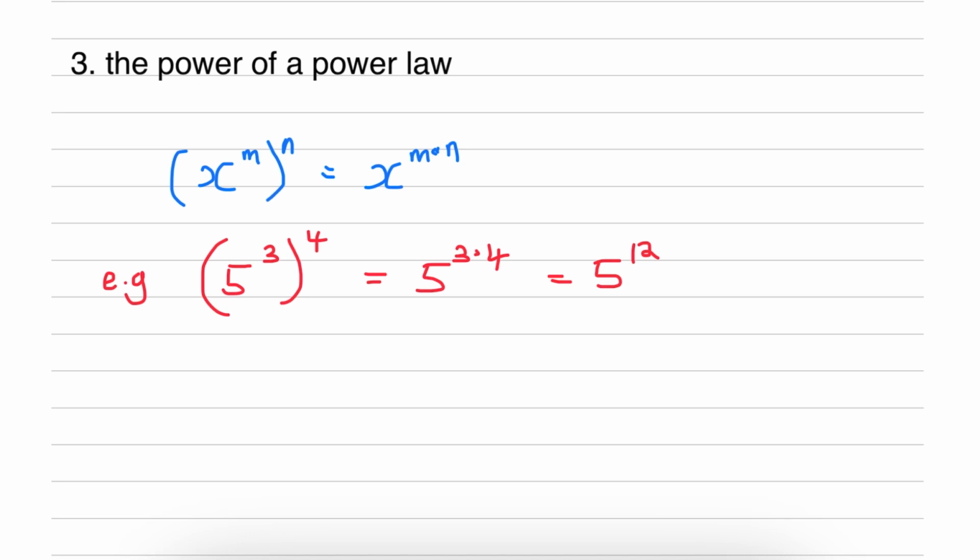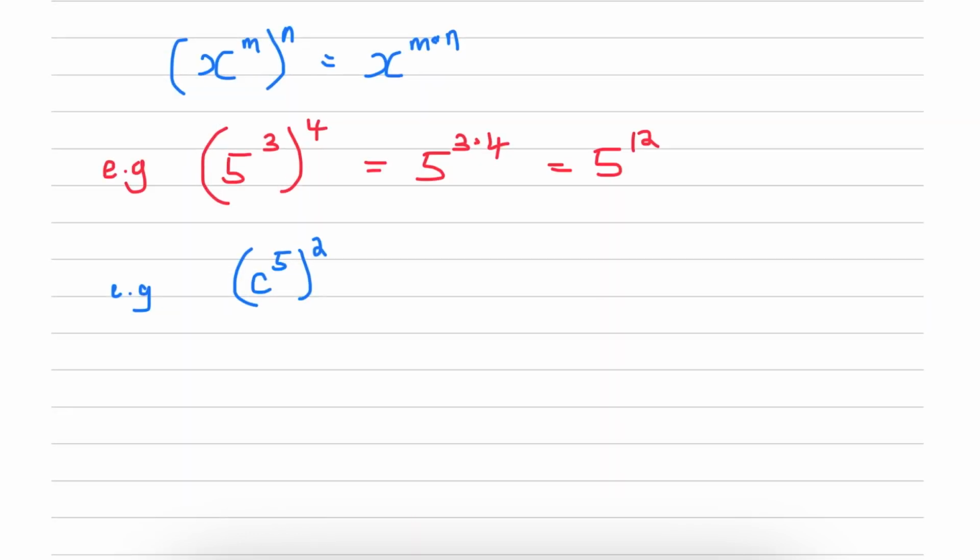Right, let's have a look at a few more examples. C to the power of 5 to the power of 2. Again, there's a power raised to another power. Multiply these powers, and that gives you c to the power of 10.